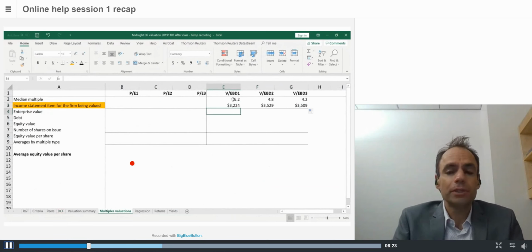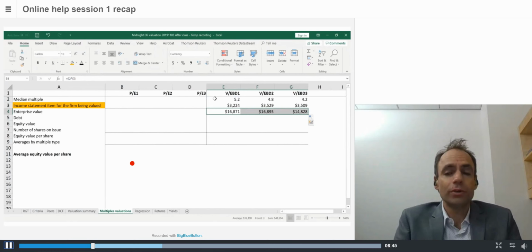To get enterprise value, we're going to take the multiple of value relative to EBITDA of 5.2, multiply that by the EBITDA projection to give us enterprise value of $16.871 billion. And you'll see if I drag that equation across, we have three different estimates of enterprise value, depending upon whether we're looking at 1, 2 or 3 years forecast earnings. We don't know which of those valuations is the best valuation. So we're going to take into account many different estimates of value and hopefully mitigate estimation error by taking, at the end of our analysis, an average of many different valuation estimates.